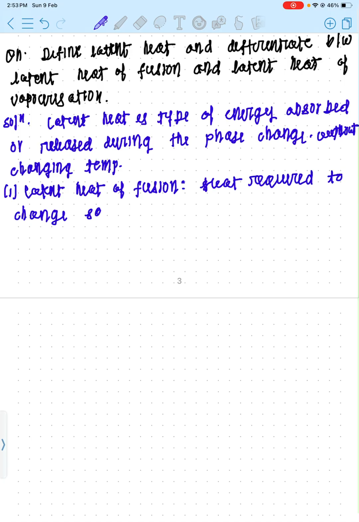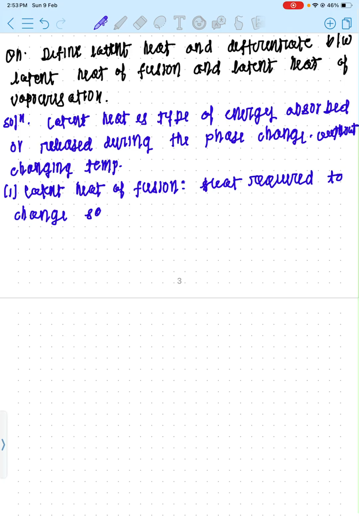And latent heat of vaporization is also called boiling. In this case, it is the heat required to change the liquid into gas at its boiling point without changing the temperature. Remember, the common thing is without changing the temperature. Whenever there is a change of state, the temperature will be constant at that time, right? For example, water at 100 degrees Celsius absorbs latent heat of vaporization.